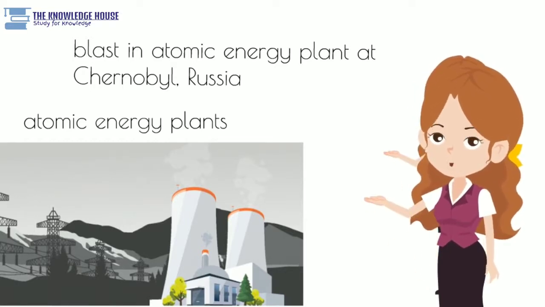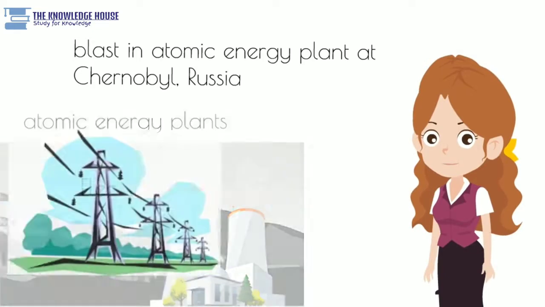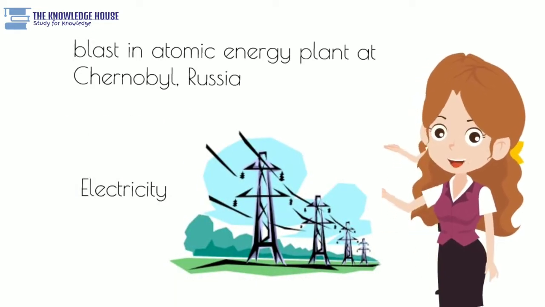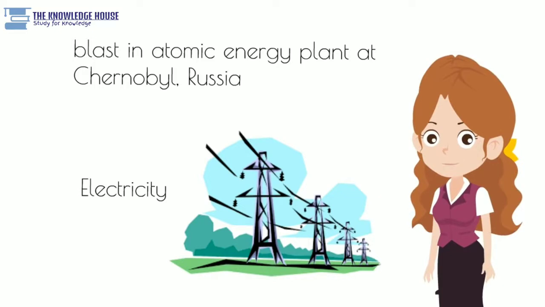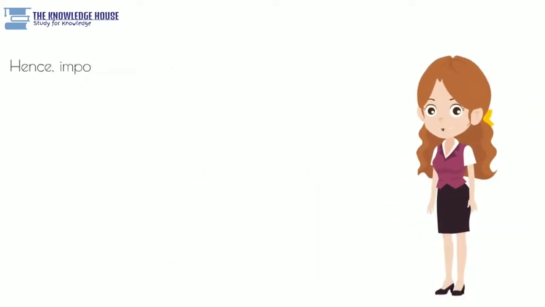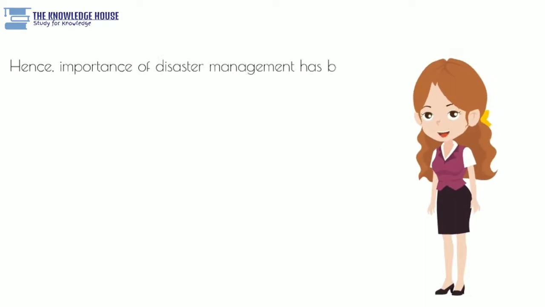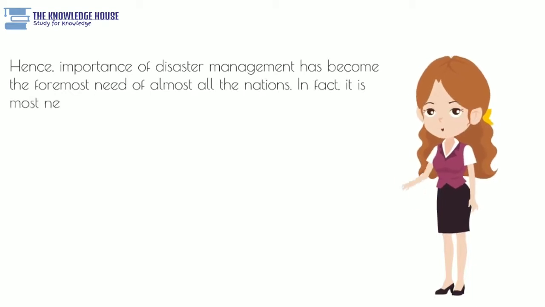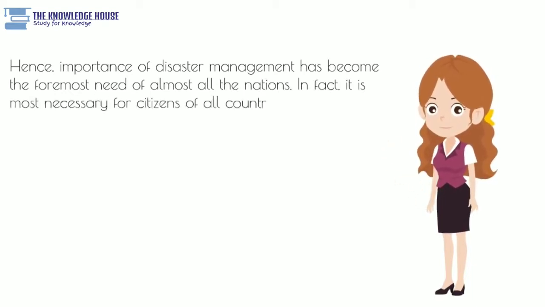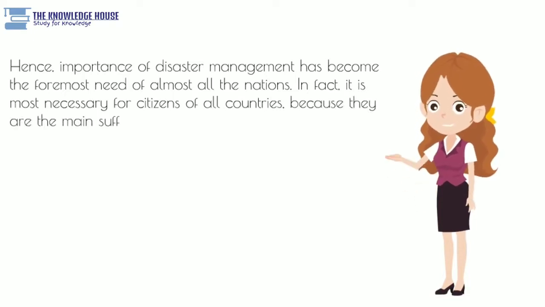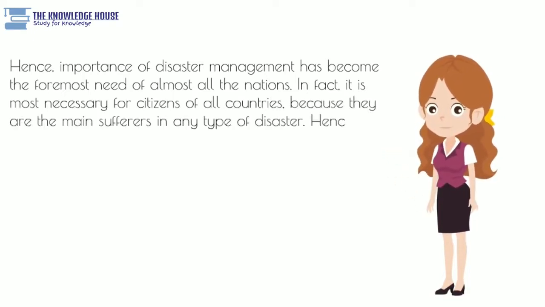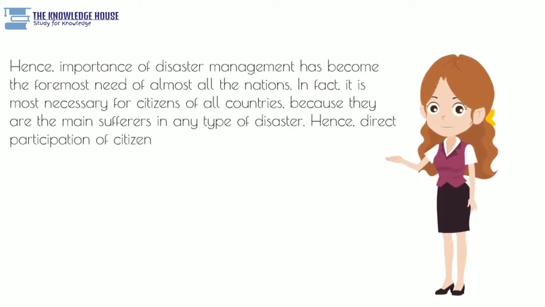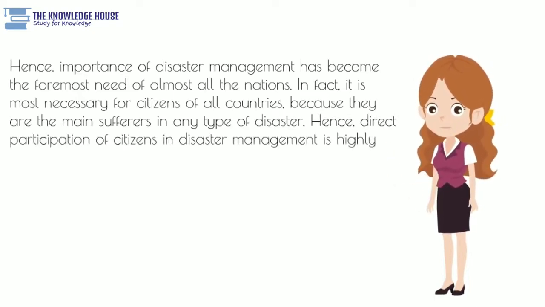This atomic energy plant was only used for electricity generation. Nowadays, many countries are equipped with atomic energy. Out of this, the risk of radiation leakage is increasing due to carelessness. Hence, the importance of disaster management has become the foremost need of almost all nations. In fact, it is most necessary for citizens of all countries because they are the main sufferers in any type of disaster. Hence, direct participation of citizens in disaster management is highly necessary.